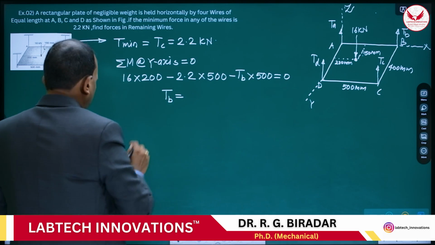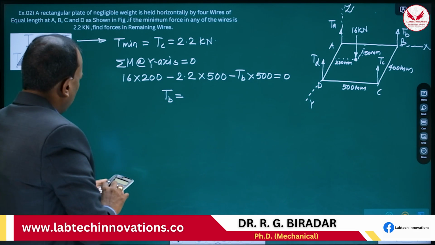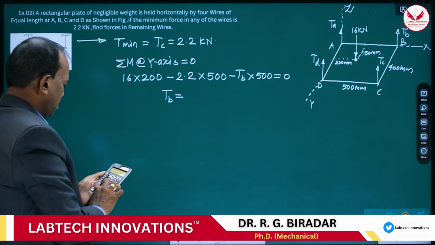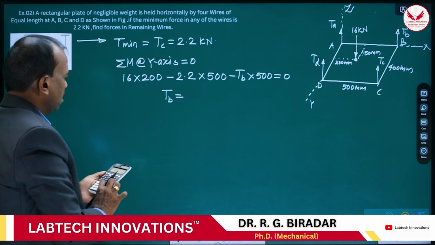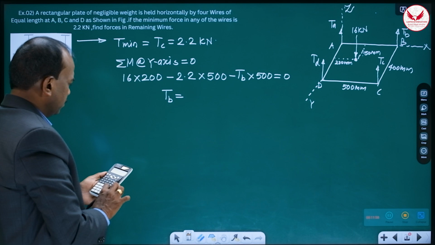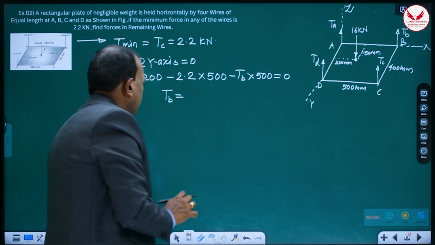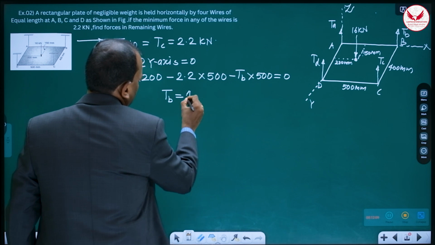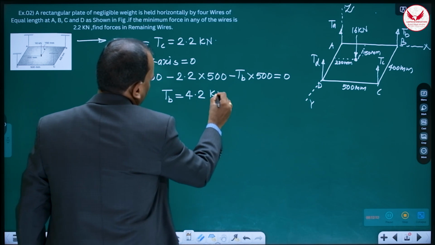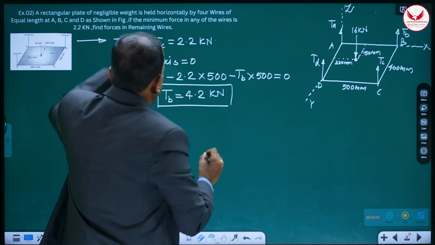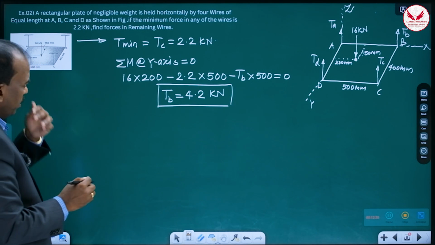TB is going to be 16 into 200 minus 2.2 into 500, divided by 500. It is 4.2. TB is going to be 4.2 kilonewton. Means one more answer we got. TB is the very first answer which we are getting.